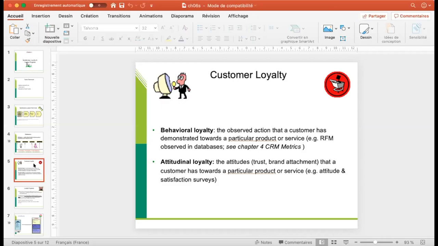On the other hand, we also have attitudinal loyalty. These are the attitudes, that is, what we think about a brand. So for example, if we trust a brand, or if we like a brand, or if we're attached to a brand. So it's not really something we can observe. We can only measure it with surveys, with questionnaires, through attitude or satisfaction or trust or customer attachment surveys. Attitudinal loyalty is the loyalty that a customer feels towards a brand. And real loyalty is the combination of behavioral and attitudinal loyalty.